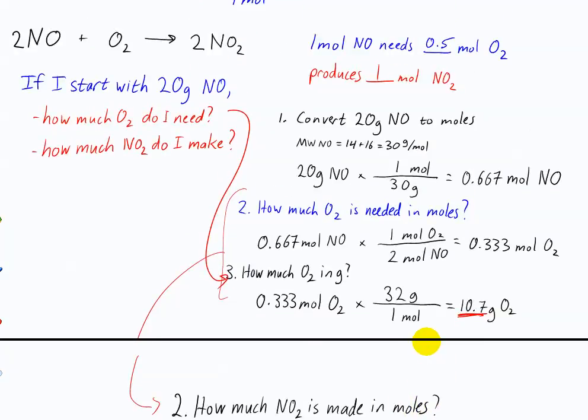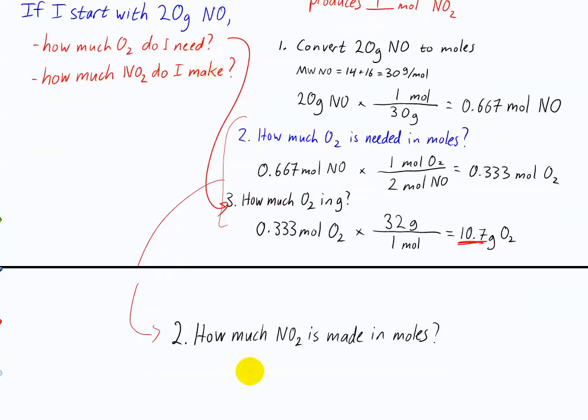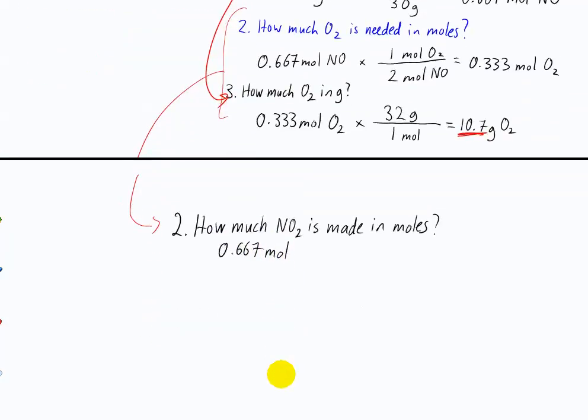If we started with 0.667 moles of NO, how much NO2 do we end up with? The same amount, because there's a 1-to-1 ratio. 2 of these make 2 of these, so 0.667 of these make 0.667 of these. Okay? So then the last part is to convert it to grams.